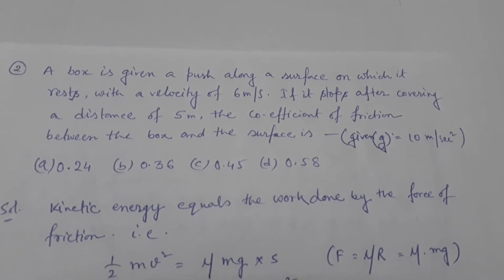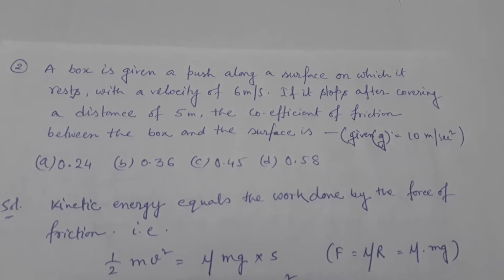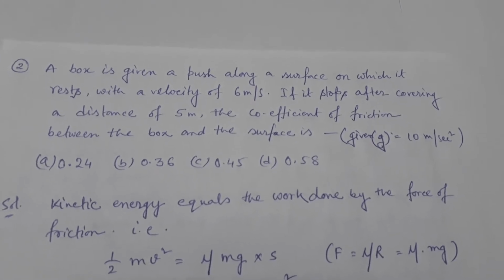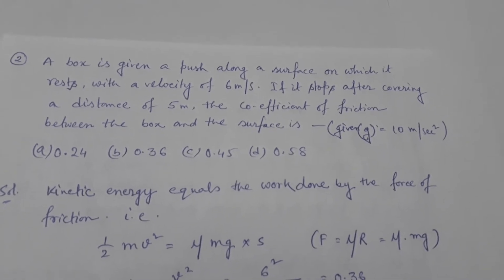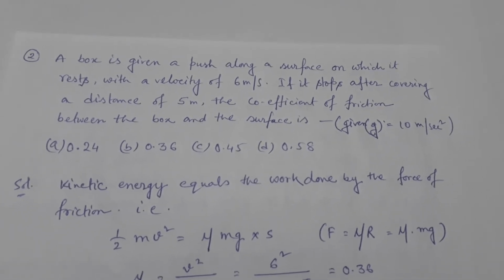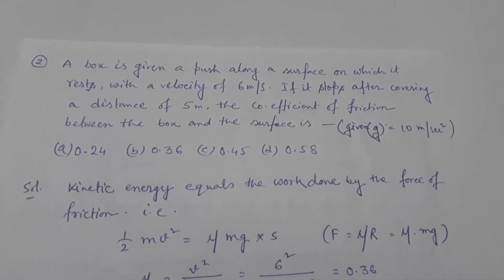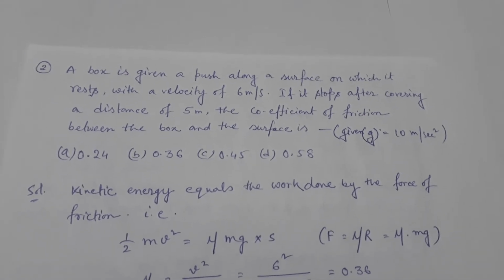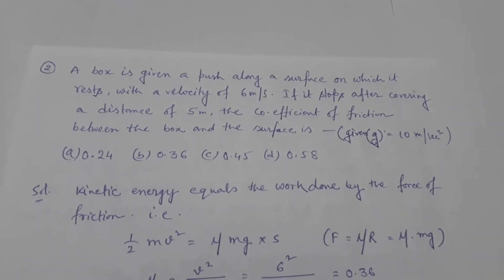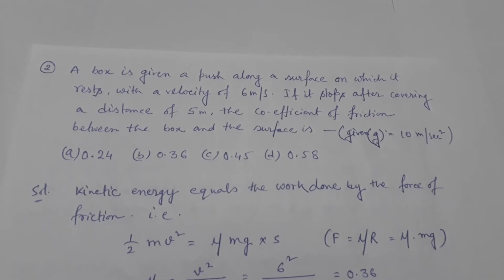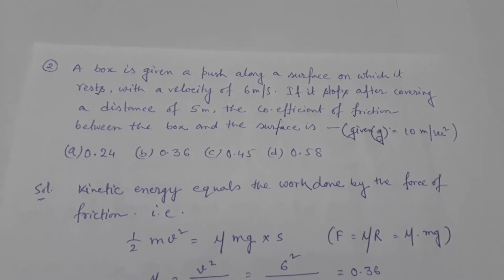If it stops after covering a distance of 5 meters, the coefficient of friction between the box and the surface is? g is given here, that is 10 meter per second square. So there are 4 options. A box is given a push along a surface on which it rests. The initial velocity is 6 meter per second and it stops after covering 5 meter distance.